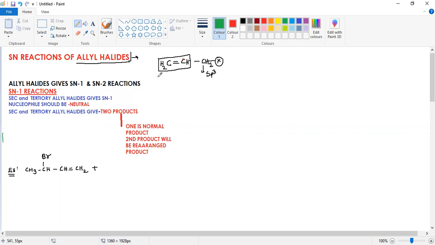Can you guess? This is the vinyl. Here the carbon atom undergoes sp3 hybridization, meaning the halogen atom is attached to an sp3 hybridized carbon next to the carbon-carbon double bond. What do we call that? Allyl halide, isn't it? And here the halogen is going to be secondary, isn't it? It is a secondary one like this.